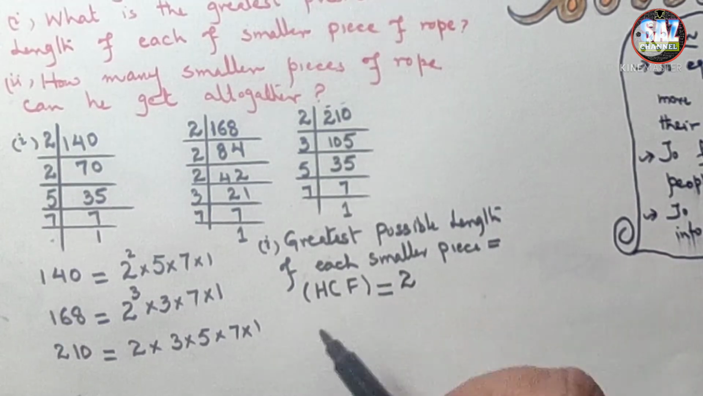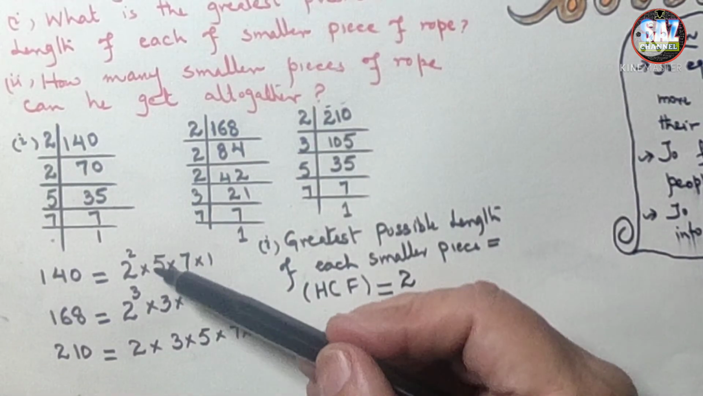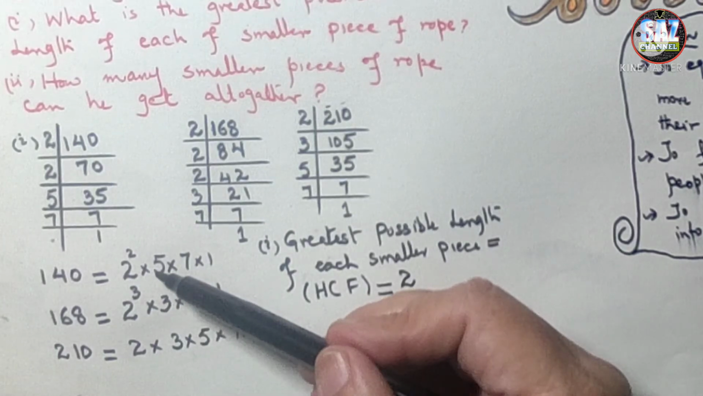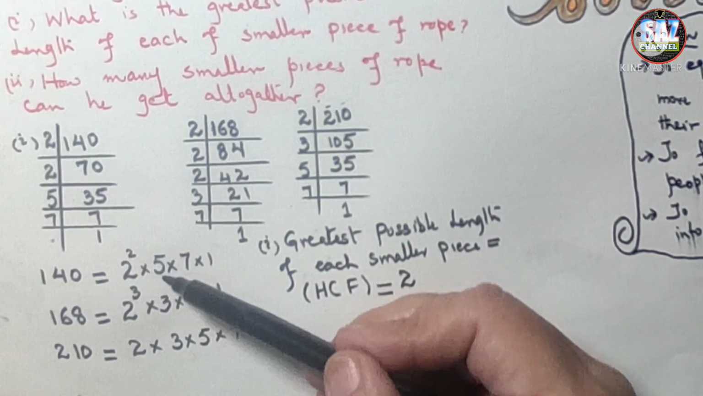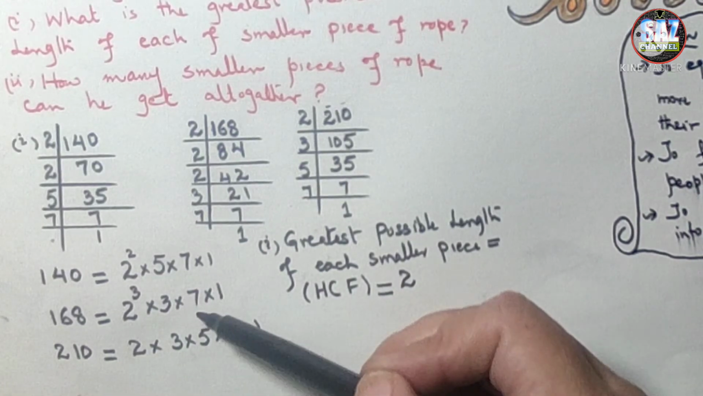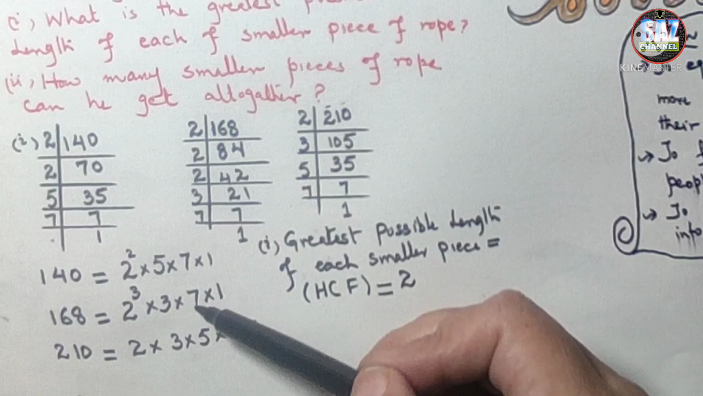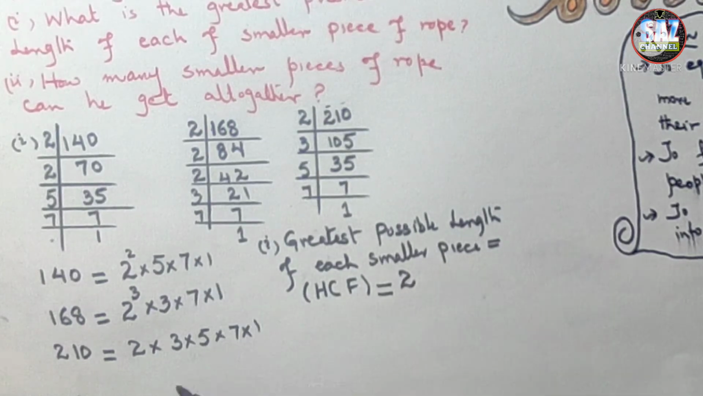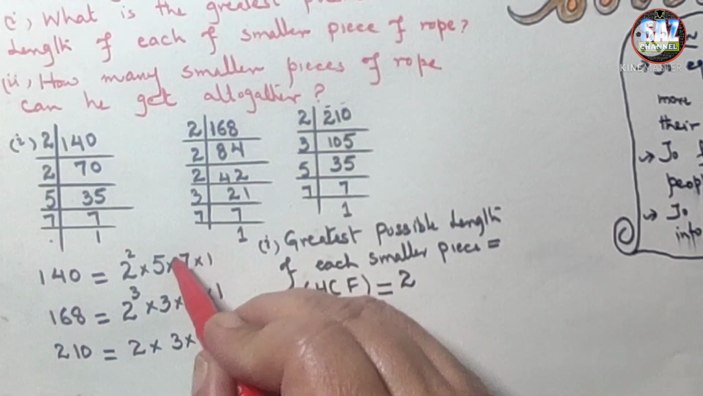Moving to 3, we can see that 3 is coming in the last two numbers but not in 140, so 3 is not the common factor. Coming to 5, it is coming in the first and the last number, but it's not coming in the second number, so 5 is not the common factor. And then if we look at 7, we can see that 7 is coming at all 3 places.